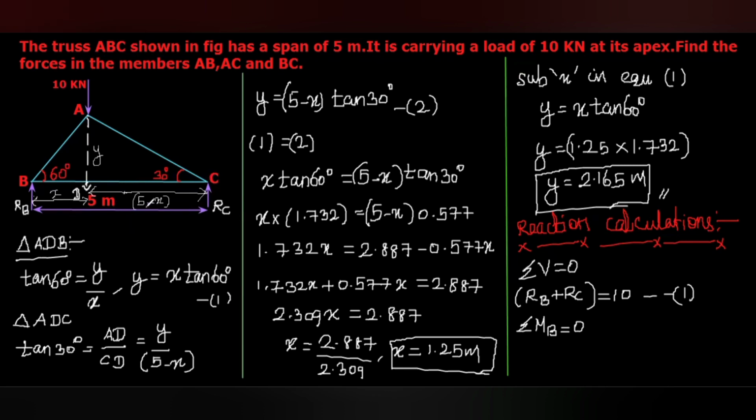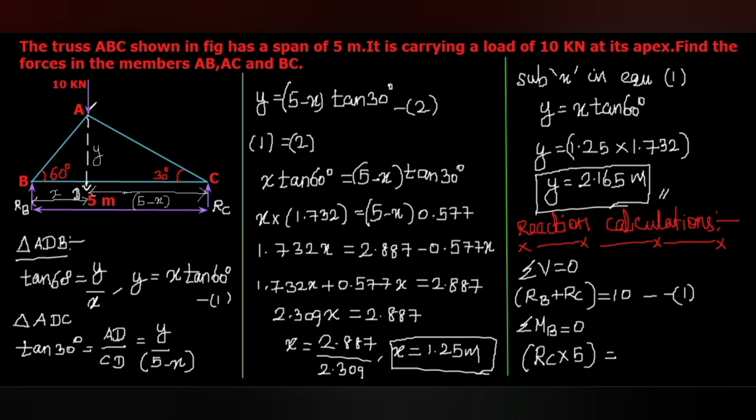Counterclockwise. So here also the same concept. Either you can consider any one of the directions, like counterclockwise as positive, clockwise as negative, then algebraic sum equal to 0, or counterclockwise moments equal to the clockwise moment. Like that we can do. So counterclockwise moment, that is RC multiplied with 5, that equal to here 10 kilonewton.